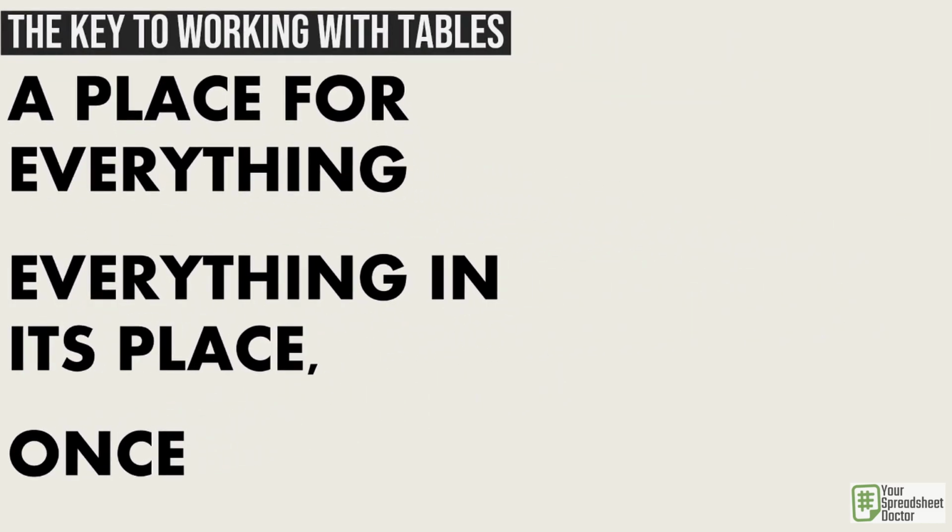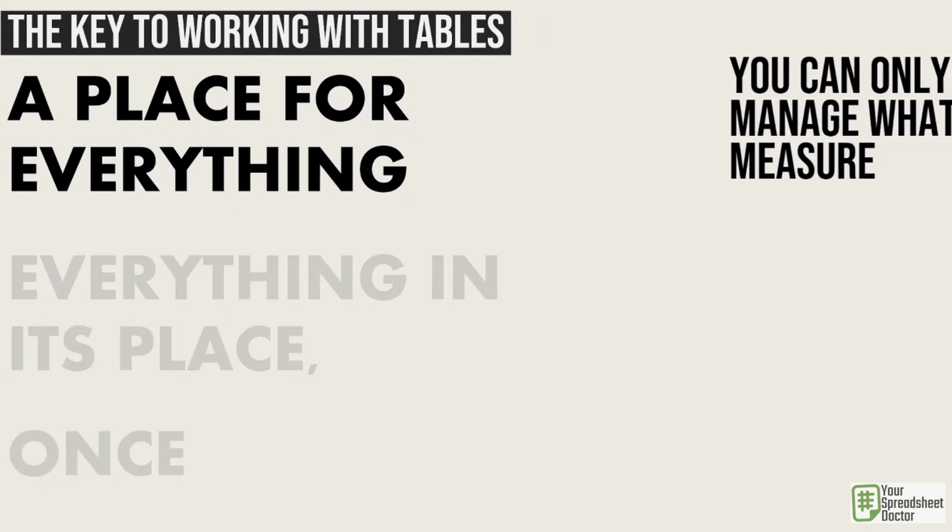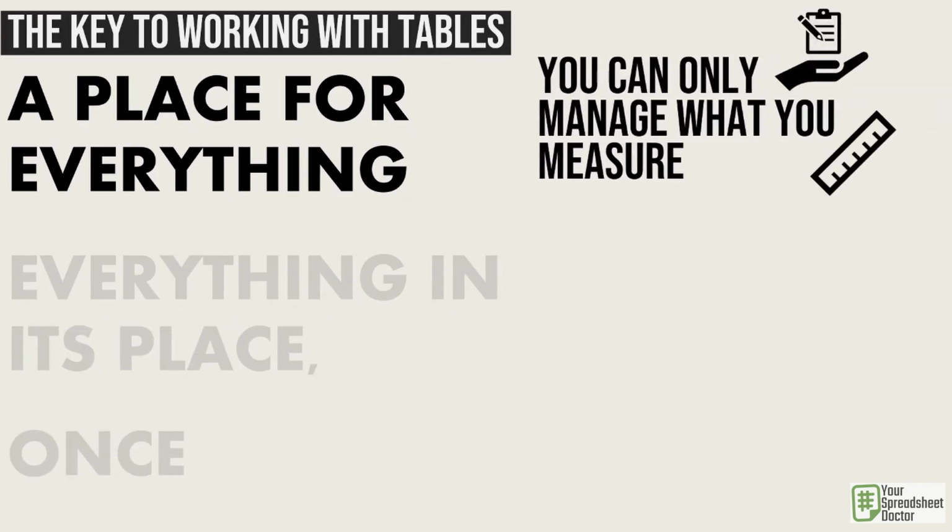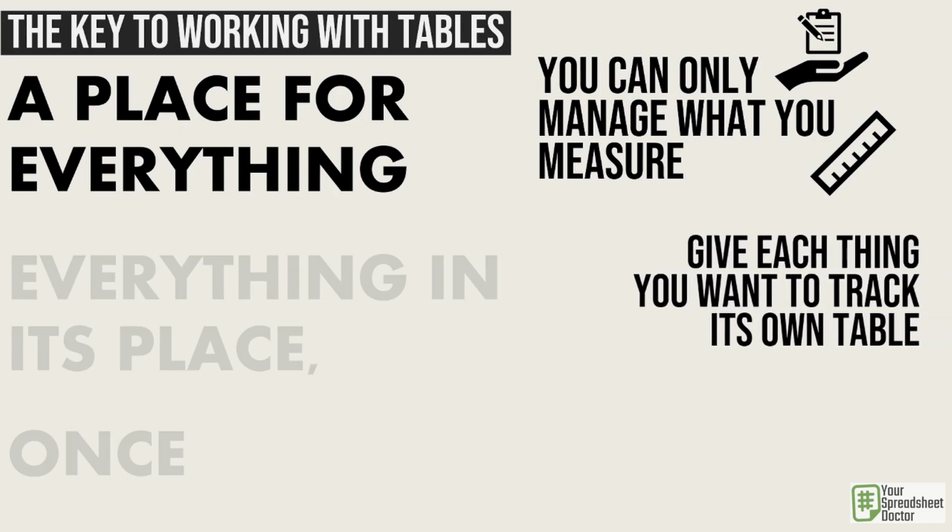First, if you want to have a place for everything, you need to follow the old rule that you can only manage what you measure. If you don't know how many sales you have in a given quarter, for example, you just won't know how well you're doing. So that translates into the next two guidelines, which are that you should give each thing you want to track its own table.